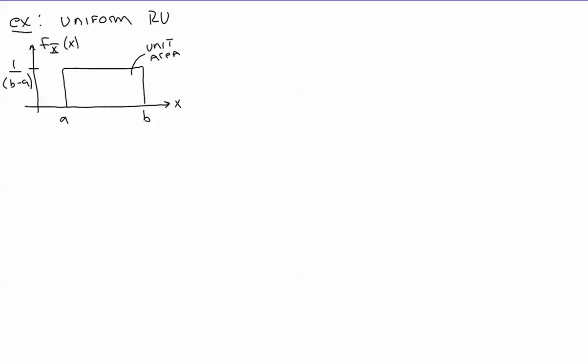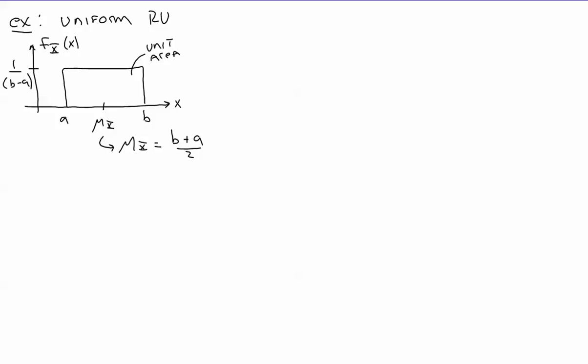Just by looking at this probability density function, you can probably guess that my mean value is right there in the middle, and that it equals (b plus a) over 2. Right in the middle. No surprises there. But let's calculate it.